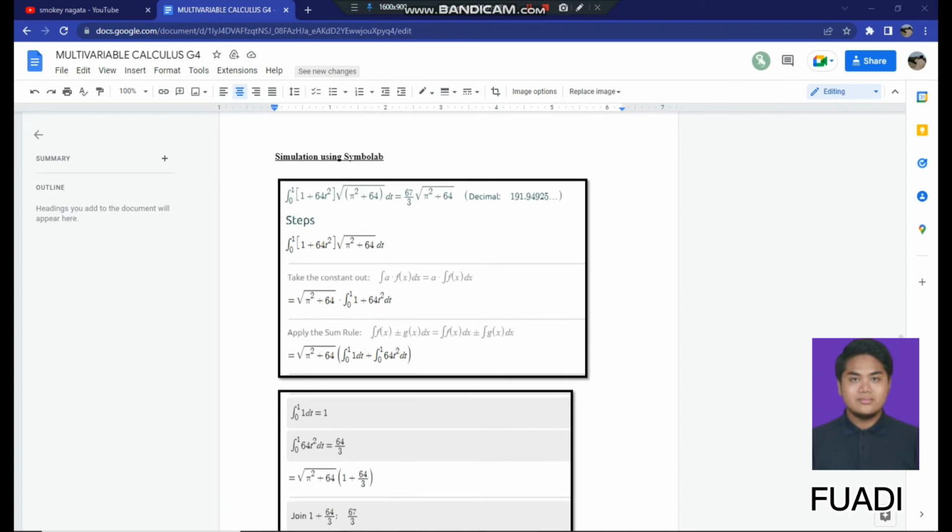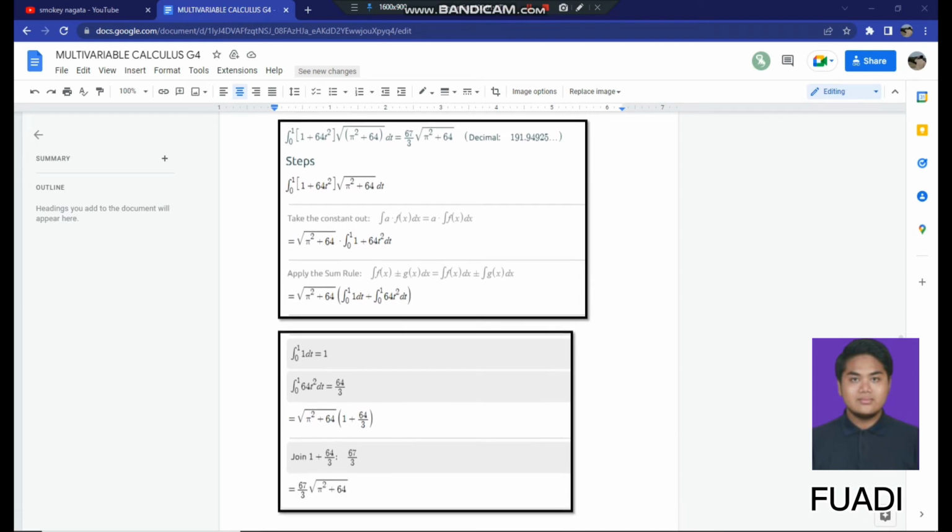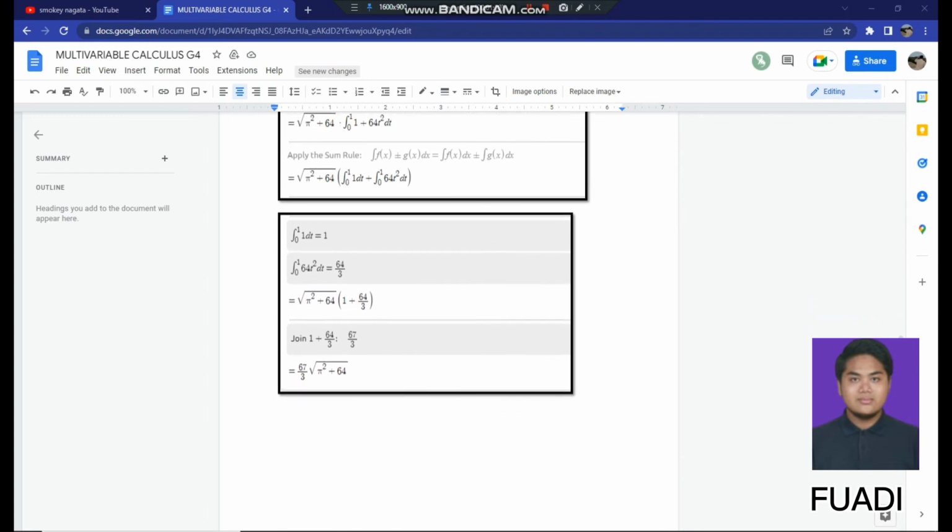And for the simulation, I'm using the Simulab to get the simulation of question A. This is the question, and this is the step that Simulab shows to us, and this is the final answer.